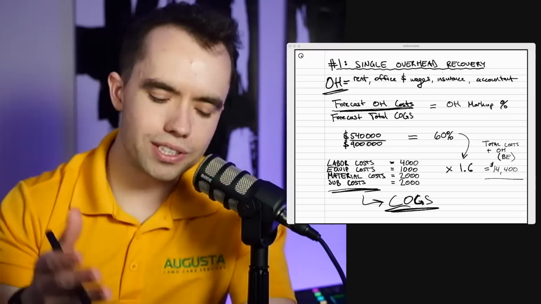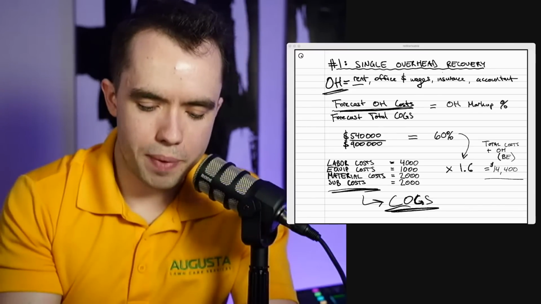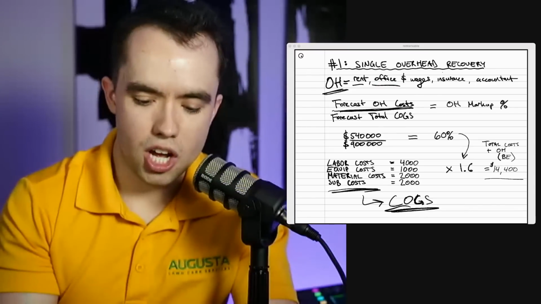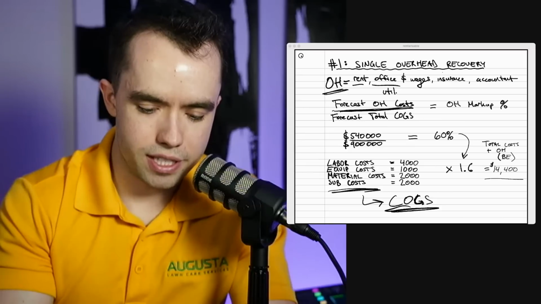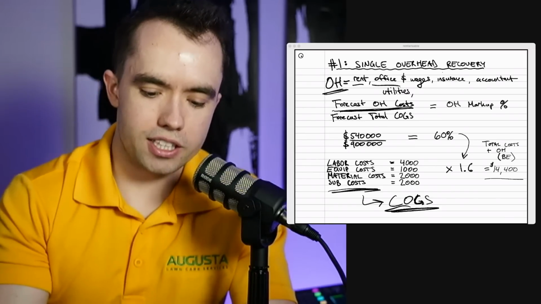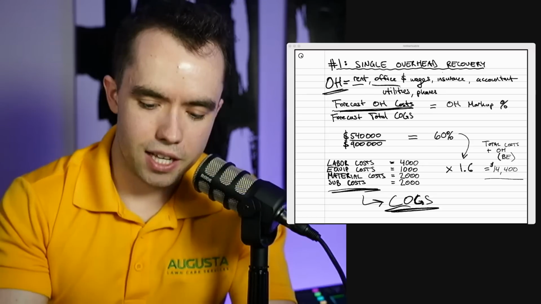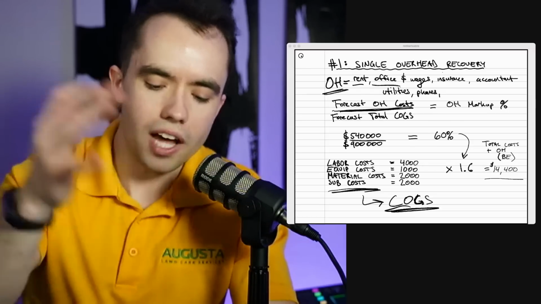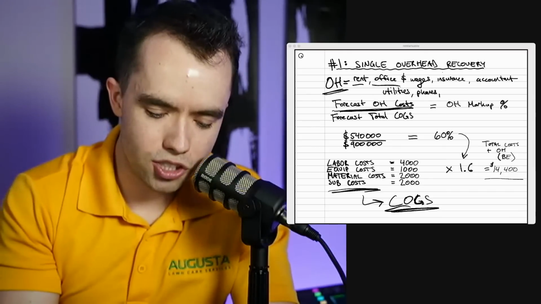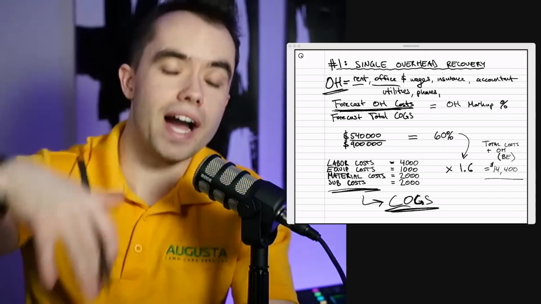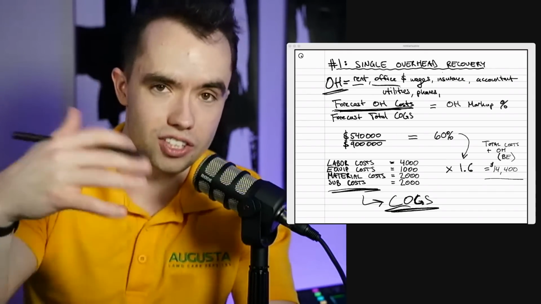So what people will do is they'll simply look at last year and say, okay, what did we spend in rent? What did we spend in office wages? What did we spend in utilities? What did we spend in, let's call it phones for the guys? What did we spend in all these other indirect costs, our overhead? What was the total for last year? And then we divide that by the total amount of cost of goods sold for last year.